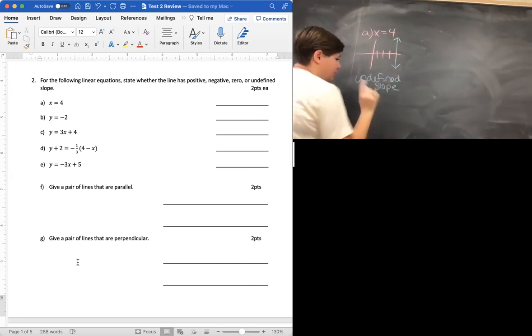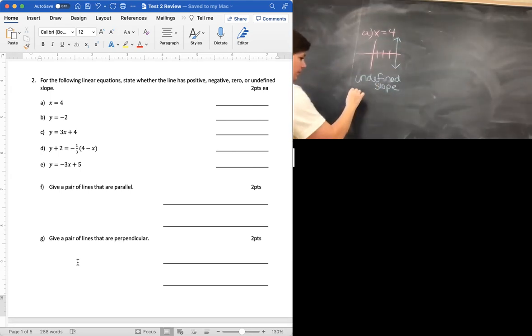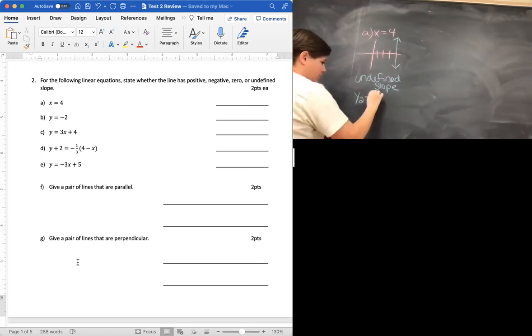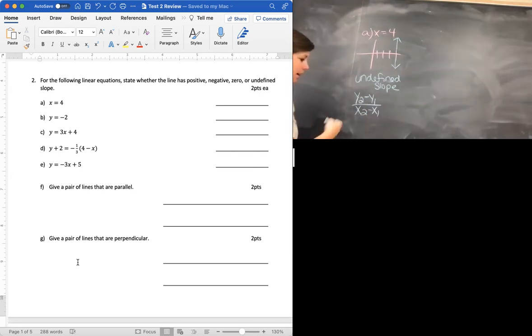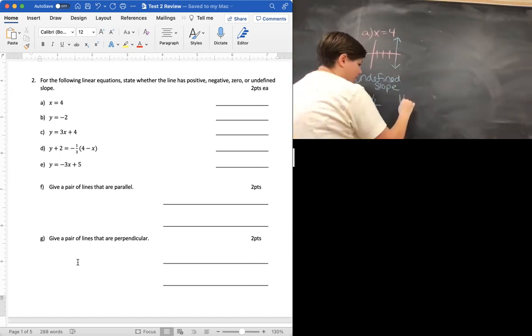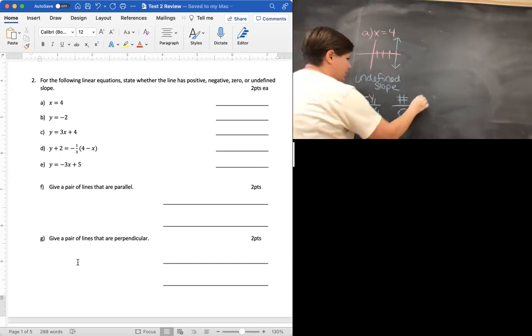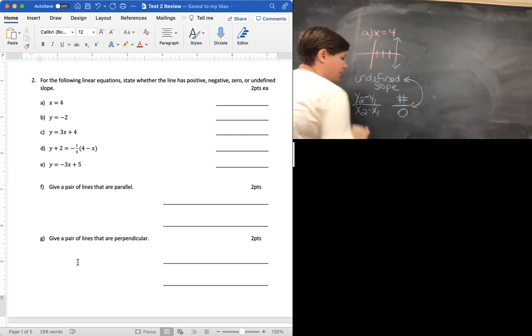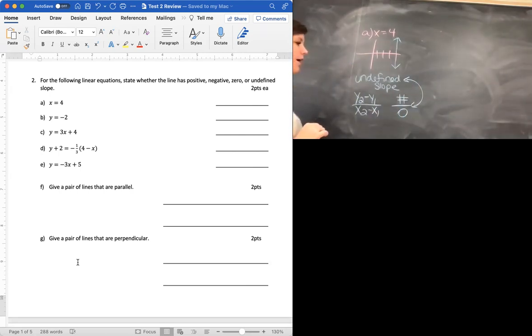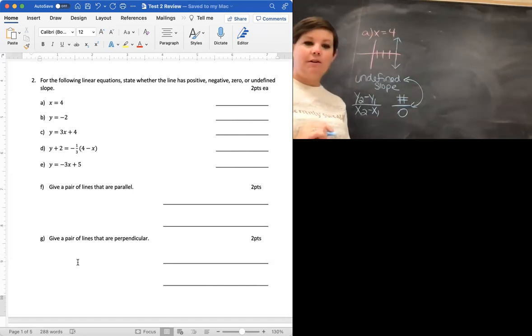And that is because if you remember, slope is y2 minus y1 over x2 minus x1. But our x's aren't changing. Our x's are always 4. And so that means there's 0 change in the bottom. That means you have a number over 0. And if you have a number over 0, then it is undefined. So undefined slopes always look like x equals a number.